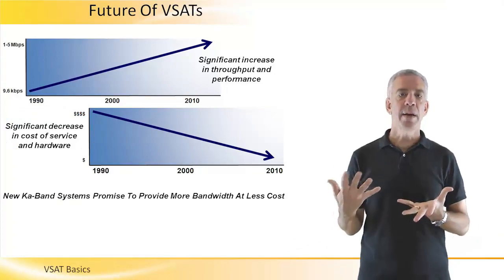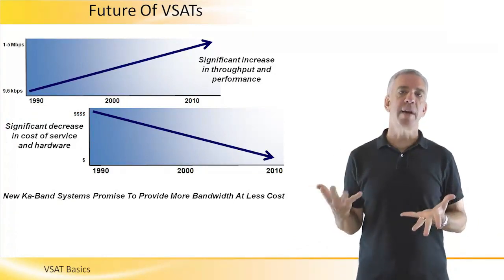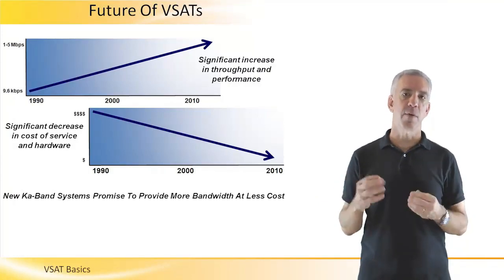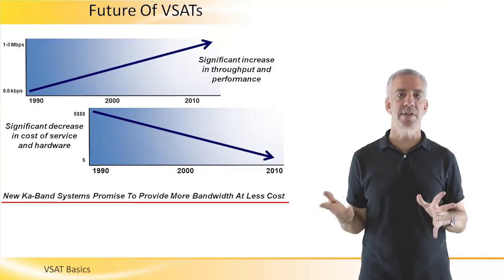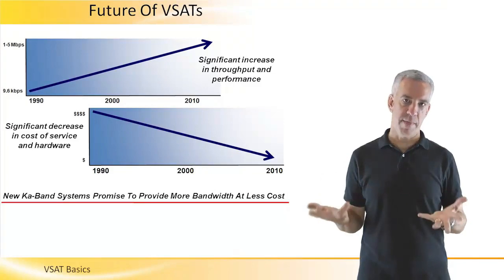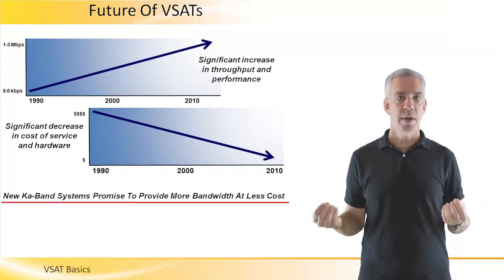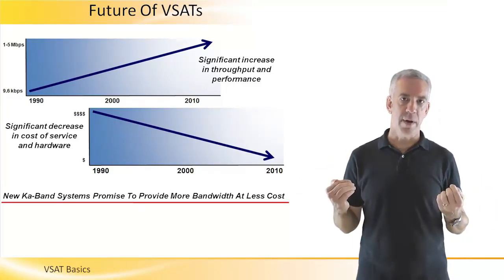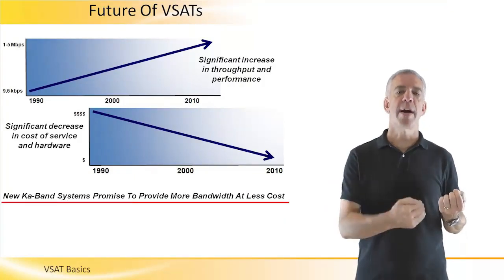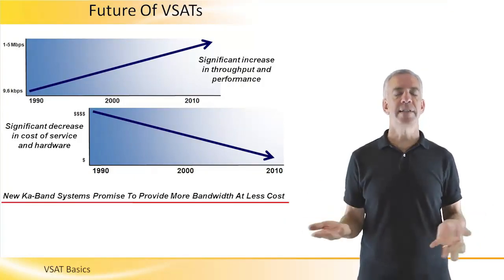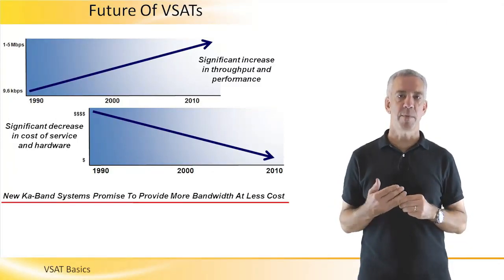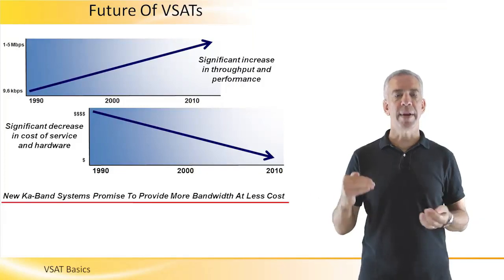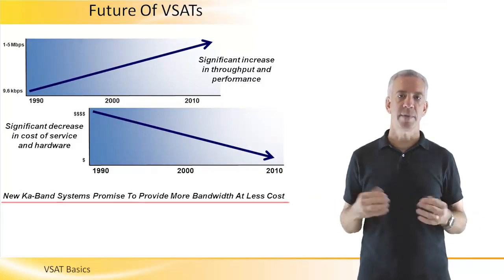One of the key things that are driving the evolution of VSATs looking forward is the deployment of new Ka-band satellite systems. These Ka-band satellite systems will bring large amounts of bandwidth for the same amount of cost as prior systems, and this will enable VSAT service providers to increase the amount of bandwidth or the service levels while maintaining the cost.